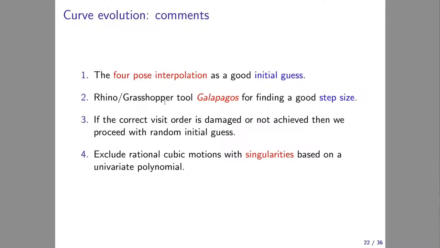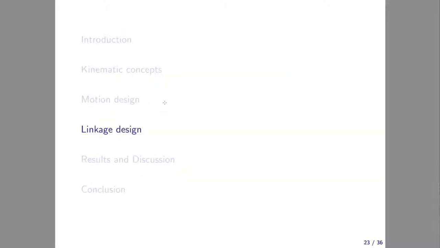So here are the comments for the curve evolution. We use the four-pose interpolation for a good initial guess. Galapagos was used to find a good step size. If the correct visiting order is damaged or not achieved, then we proceed with the random initial guess. And the singularity issue was also solved.